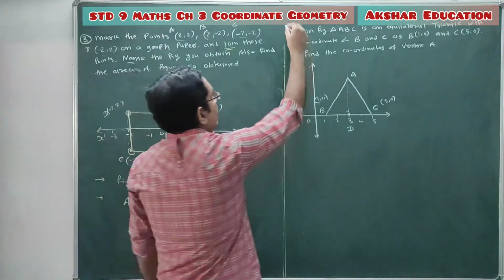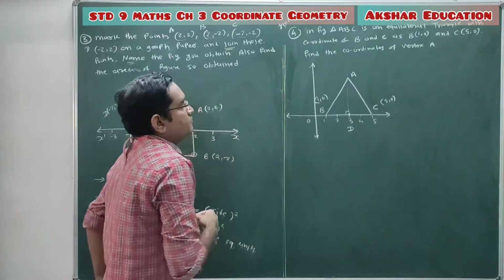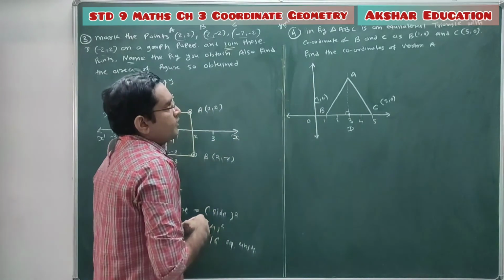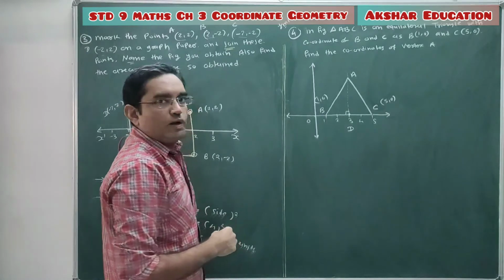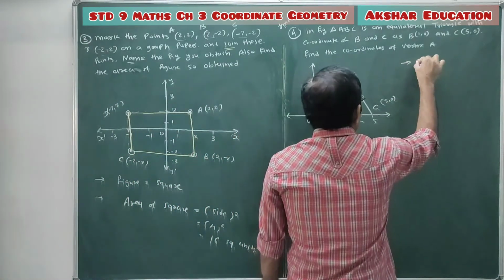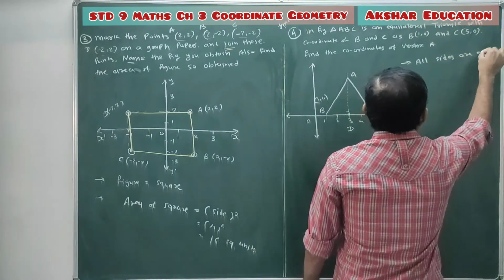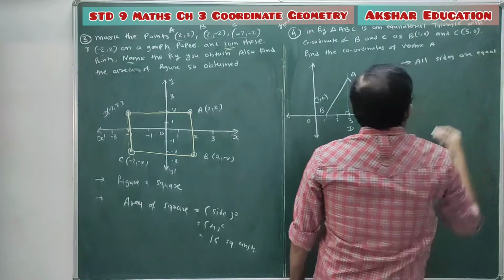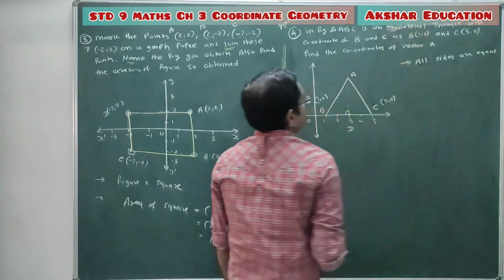Now question number 4, which is most important from the exam point of view. Here the figure is an equilateral triangle. What is an equilateral triangle? The triangle in which all sides are equal is known as an equilateral triangle. So here an equilateral triangle is given.